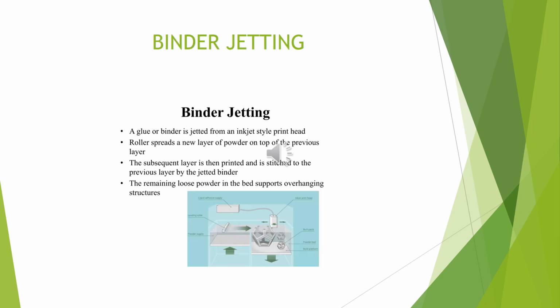Binder jetting. It involves a glue or binder injected from an inkjet-style printhead. A roller spreads a new layer of powder on top of the bed. The subsequent layer is then printed and stitched over the previous layer. The remaining loose powder is used as a support for the overhang structure.